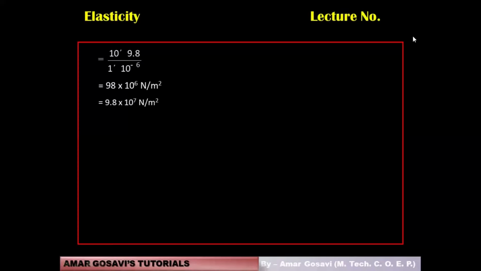So these are the values for stress then. 10 into 9.8 divided by 1 into 10 raised to minus 6 as area. When you solve it, you get this as 98 into 10 raised to 6, or you can put it as 9.8 into 10 raised to 7 Newton per meter square. So this is the value of stress for the given problem.